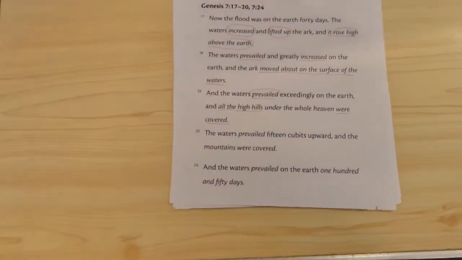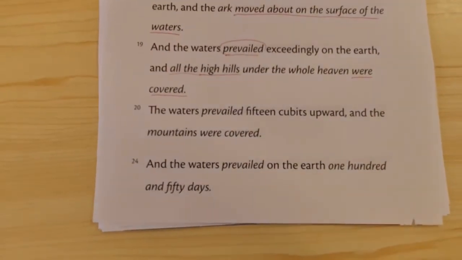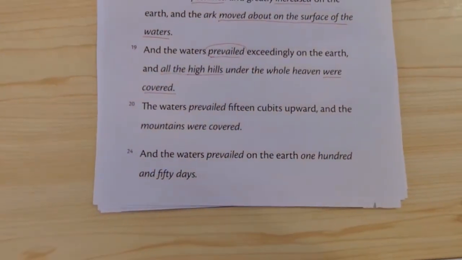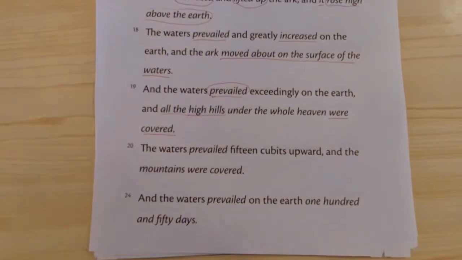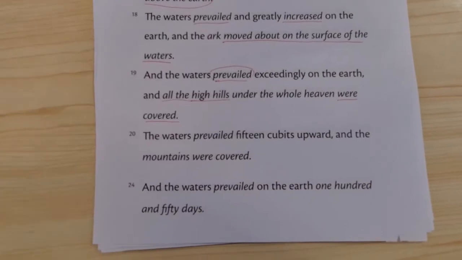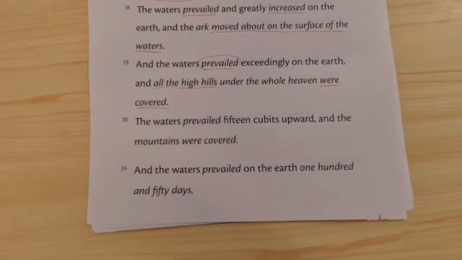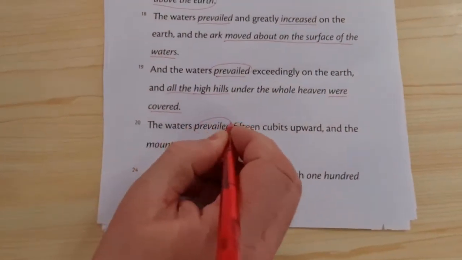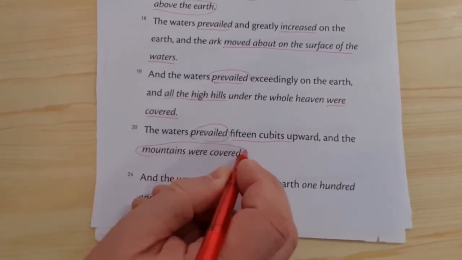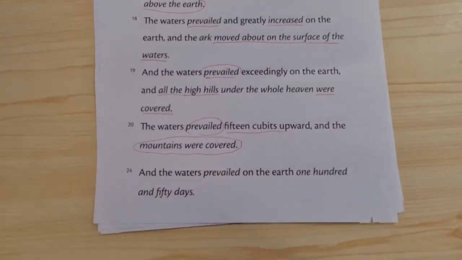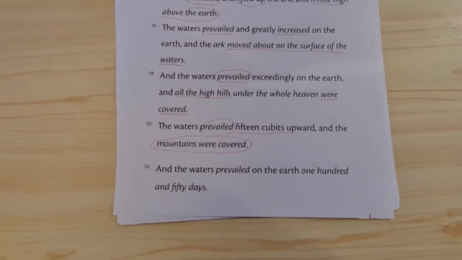And the mountains even. 15 cubits above the mountains. 20 to 25 feet. So it tells us what had been covered up by the prevailing water. What was covered? The mountains. So we better circle those words as well. So the waters prevailed, that many cubits, and the mountains were covered. That's a really important text, because there's nothing higher than a mountain, is there, on the earth? Not really.